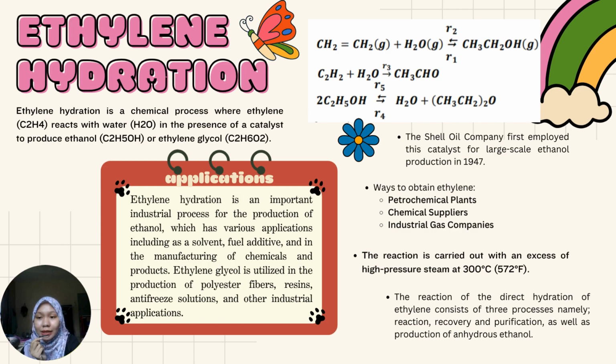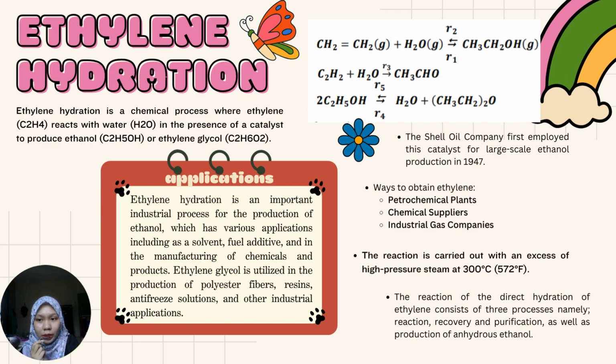Ethanol produced via ethylene hydration is used as a biofuel additive, solvent in the chemical industry, and raw material for the synthesis of various chemicals. Ethylene glycol is utilized in the production of polyester fibers, resins, antifreeze solution, and other industrial applications. The Shell Oil Company first employed this catalyst for large-scale ethanol production in 1947. This indicates that the process has been utilized for several decades and has historical significance in the chemical industry.